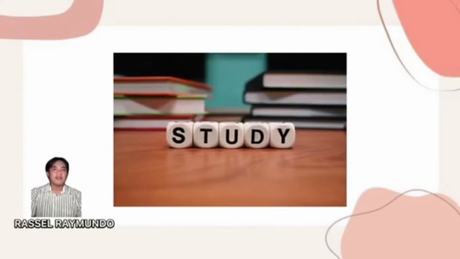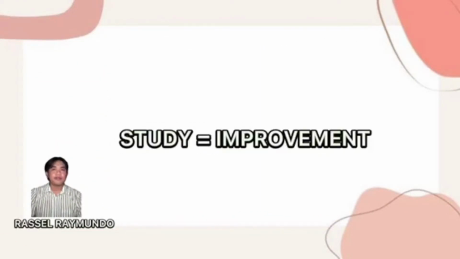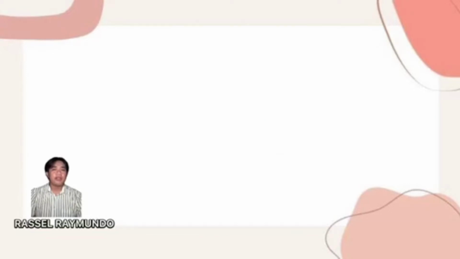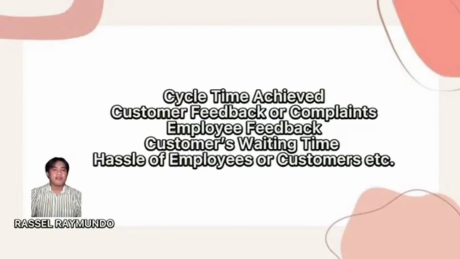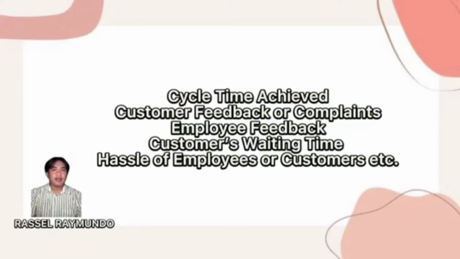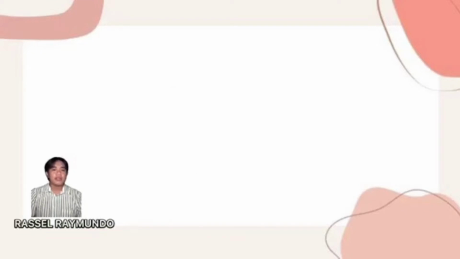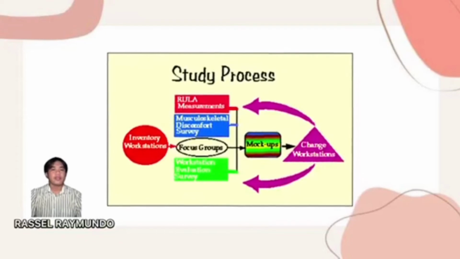First, study. The current performance level of the process triggers improvement. It could be the defects, both internal and external, cycle time achieved, customer feedback or complaints, employee feedback, customer waiting time, hassles of the employees or customers, etc. Therefore, it is important to study the process and document the details as necessary.